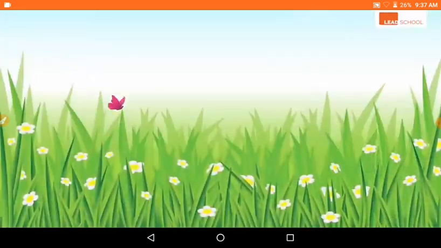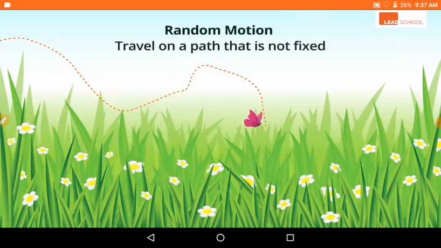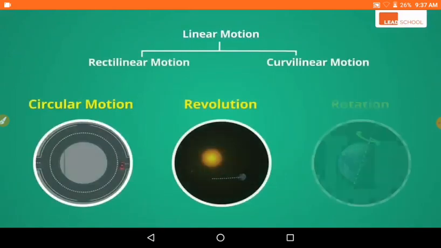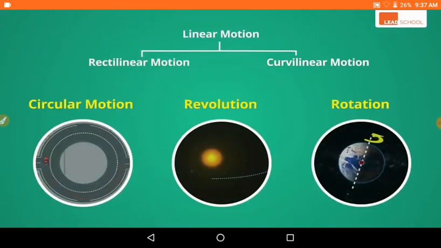Sometimes bodies move in unfixed patterns. Such motion is called random motion. To summarize, we have learnt about different types of motion, each with its own property.